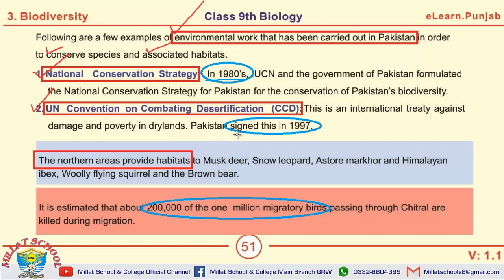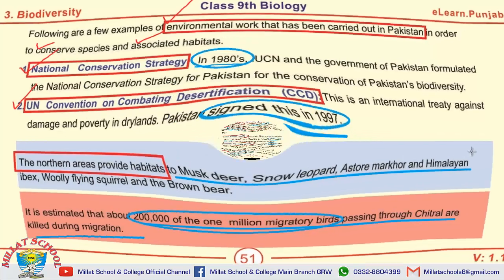The next one is International Treaty Against Damage and Poverty in Drylands was signed in 1997 by Pakistan. There are 200,000 of 1 million migratory birds that are killed during migration. The northern areas provide habitats to all these animals.